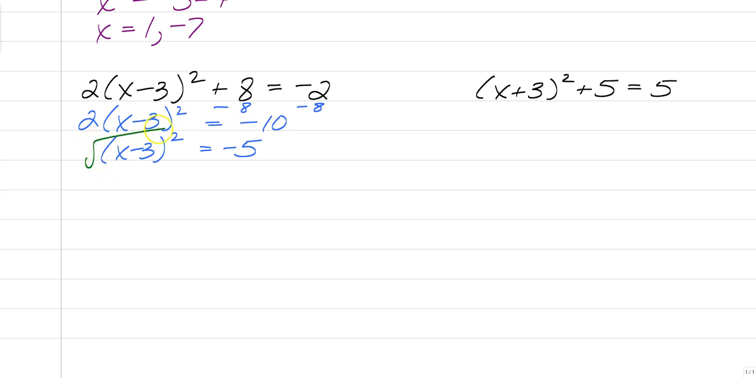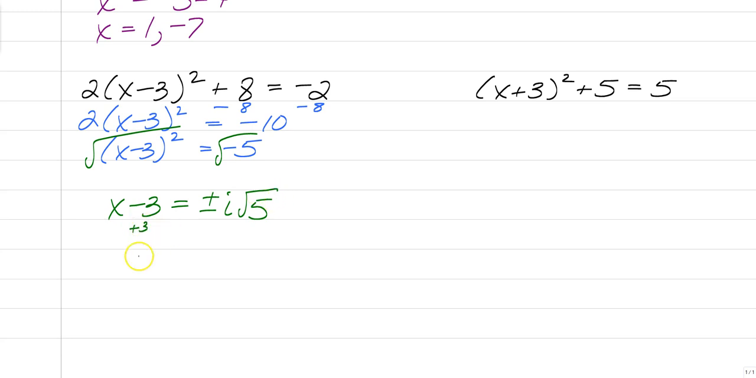Now what you would do is get rid of the squared by square rooting both sides, and that's going to leave you with x minus 3 is equal to plus or minus i root 5. So like I said, we are going to get into solving with imaginary numbers now that you know how to work with the square roots of negatives. So the square root of 5 cannot be simplified, but the square root of negative 1 is i. So the square root of a negative 5 is i root 5.